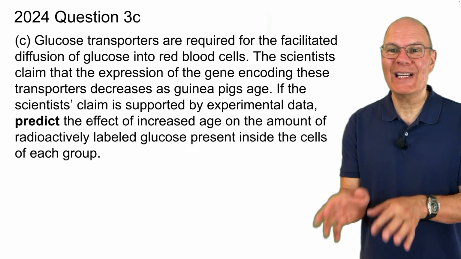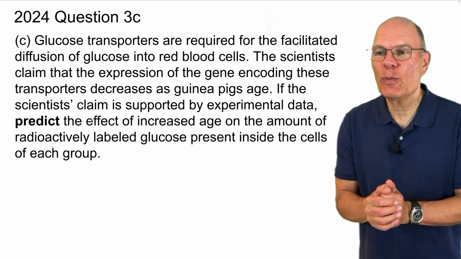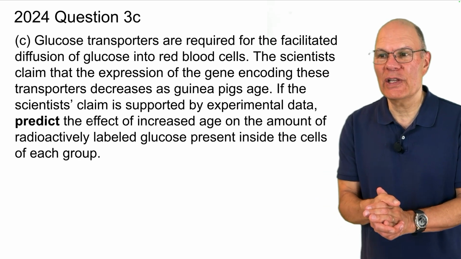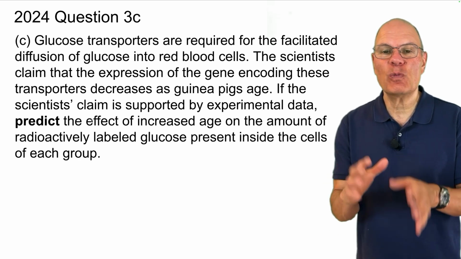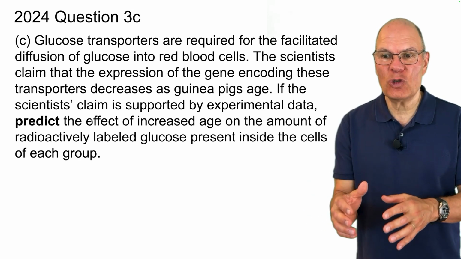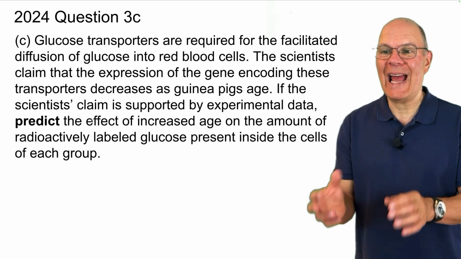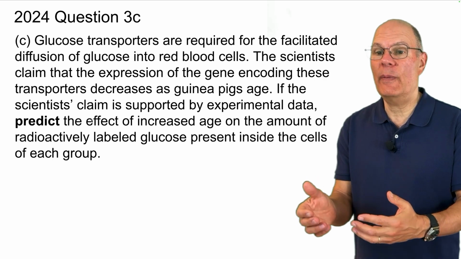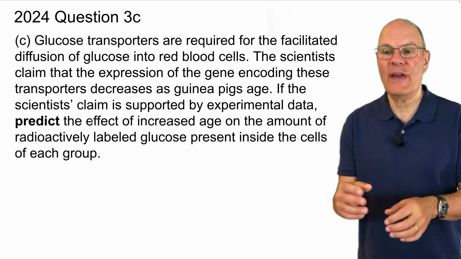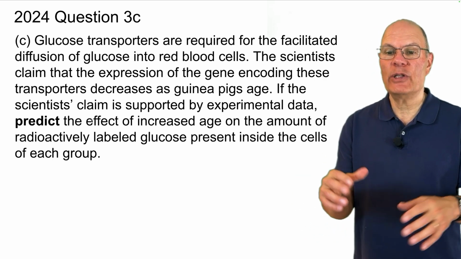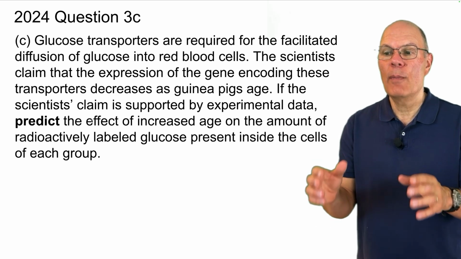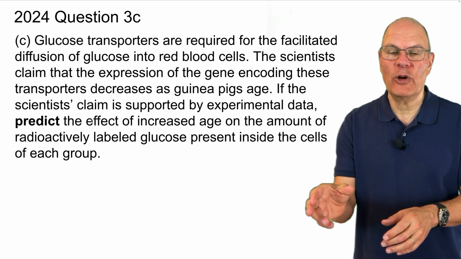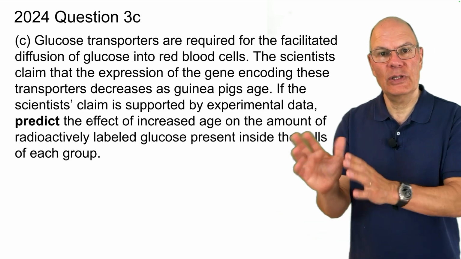Question 3, Part C. Glucose transporters are required for the facilitated diffusion of glucose into red blood cells. The scientists claim that the expression of the gene encoding these transporters decreases as guinea pigs age. If the scientists' claim is supported by experimental data, predict the effect of increased age on the amount of radioactively labeled glucose present inside the cells of each group. Go ahead, write your answer, then hit play to see my answer.